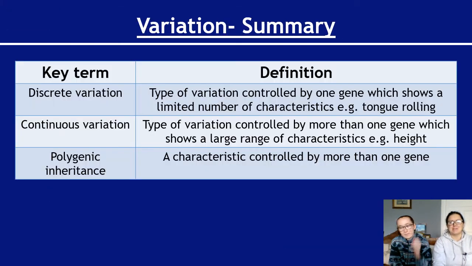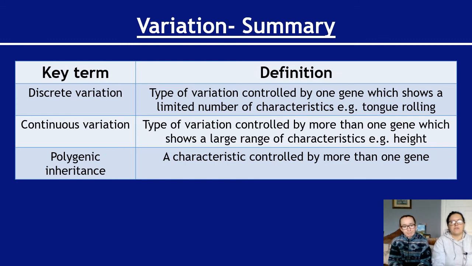I can do numbers. Right, so to summarise variation, not very much you need to know. You need to know the two main types, and that was about it. So discrete variation is a type of variation controlled by one gene and it shows a limited number of characteristics such as tongue rolling. So you either can or you can't. Continuous variation is a type of variation controlled by more than one gene, which is known as polygenic. That term is important, and that shows a large range of characteristics. So for example, height, you go all the way from really tiny to really tall, and most people you find kind of in the middle. And polygenic inheritance, just to clarify, is the inheritance that is controlled by more than one gene. So for example, any type of continuous variation.